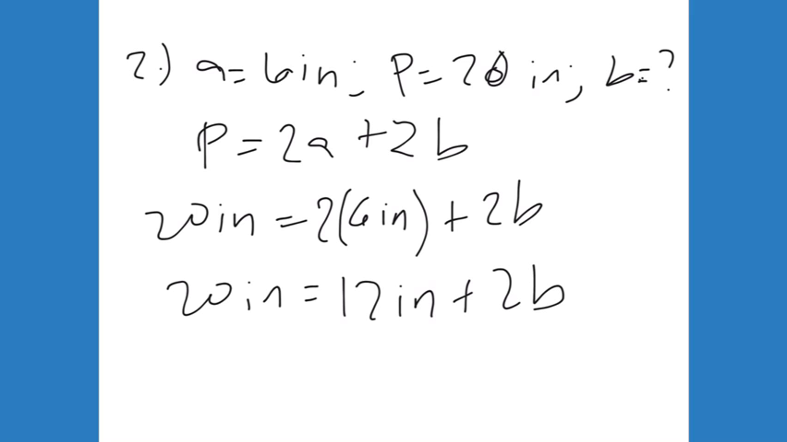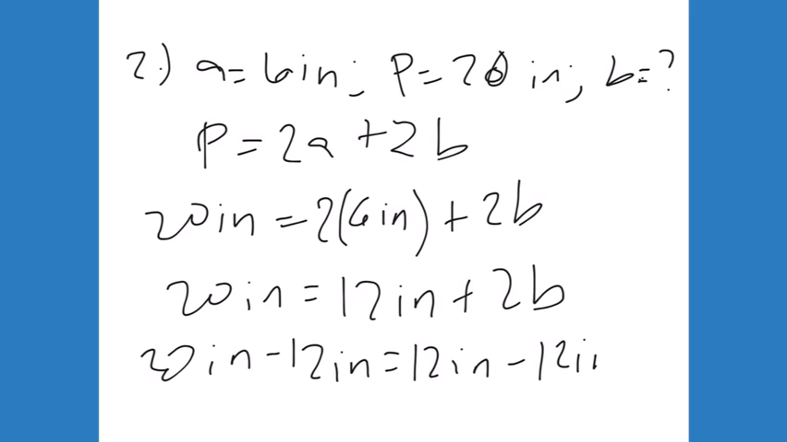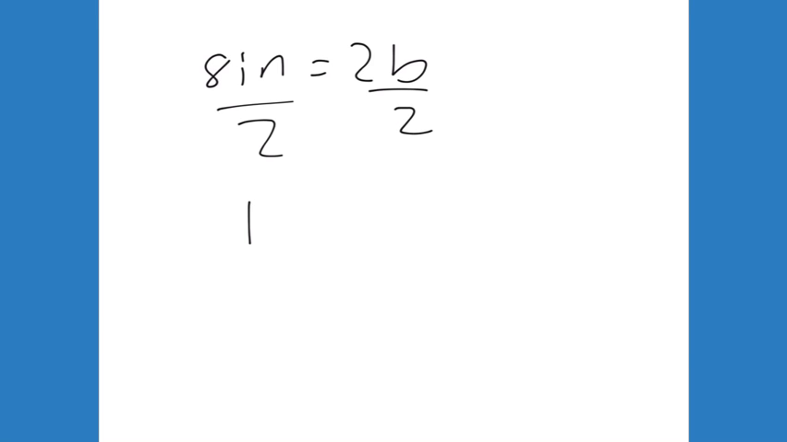Then subtract both sides by 12 inches. So 20 inches minus 12 inches equals 12 inches minus 12 inches plus 2B. Then 20 inches minus 12 inches gives you 8 inches equals 2B. Divide both sides by 2. So the measure of our B is 4 inches.